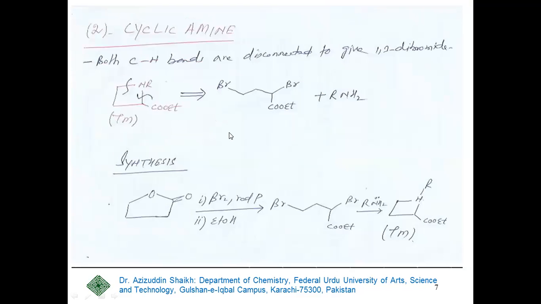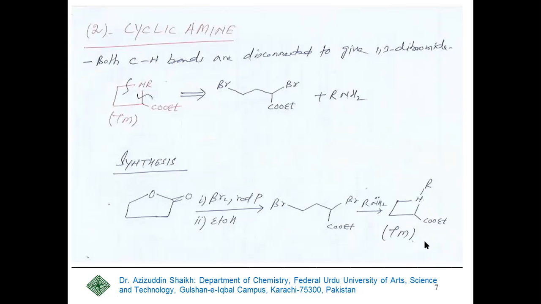Another four-membered ring, cyclic amine. Two CN bonds are disconnected to give 1,3-dibromide. So 1,3-dibromide will be obtained, and this is a primary amine synthesis. This is the reagent that reacts with bromine, phosphorus and ethyl alcohol. We will obtain this 1,3-dibromide ester. React with the primary amine. As a result, we will obtain the target molecule.